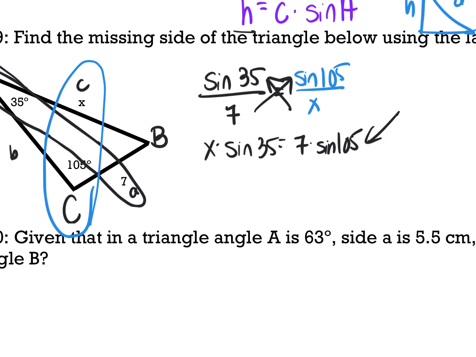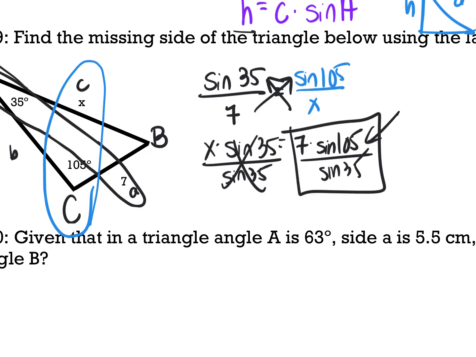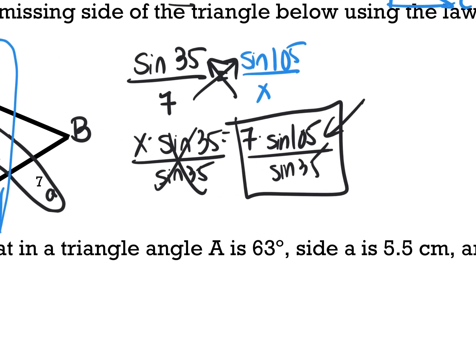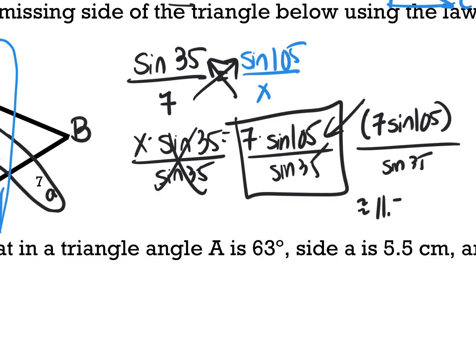You could, if you wanted to, put this into your calculator as is. Now we can divide both sides by sine of 35. I would recommend that you put this in as one fraction, and you're going to want to use parentheses for it. So 7 sine 105 in your parentheses, divided by sine of 35. If we do that, I get approximately, with a little bit of rounding, 11.788. So that's the length of that side.